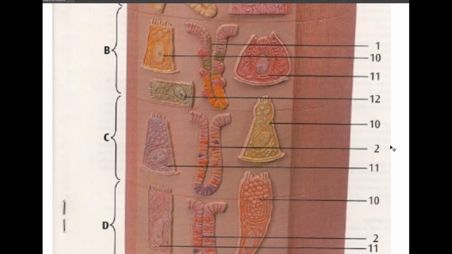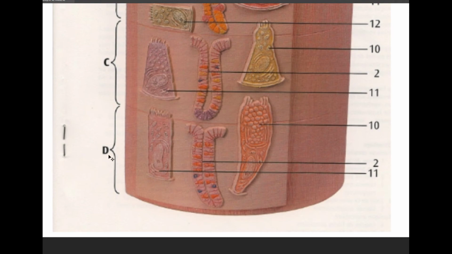So now if we scroll down to layer C over here, again, we're in the jejunum of the small intestine. Starting off with number 10, this is an endocrine cell. Number 2 is a crypt, right? This is one of the intestinal crypts. Number 11 over here is the Paneth's granular cell.